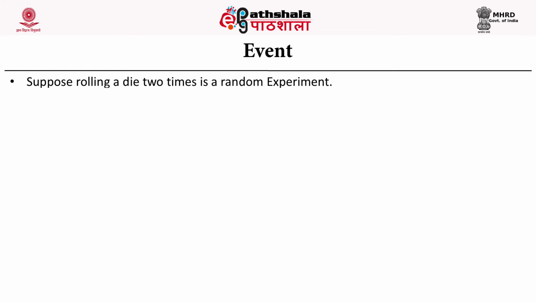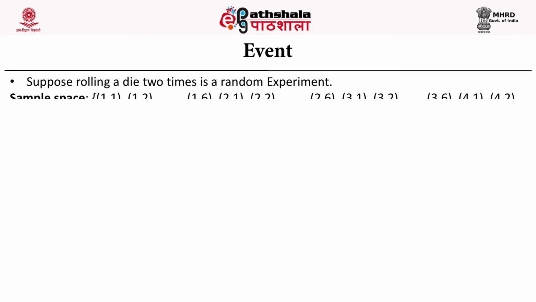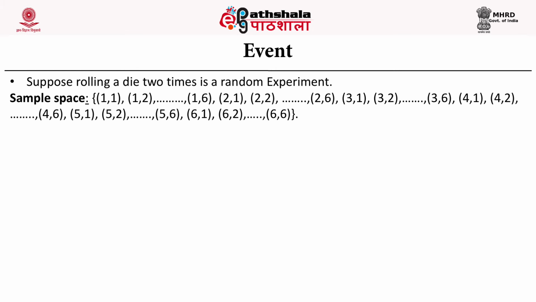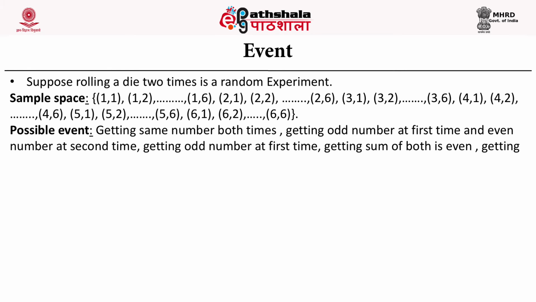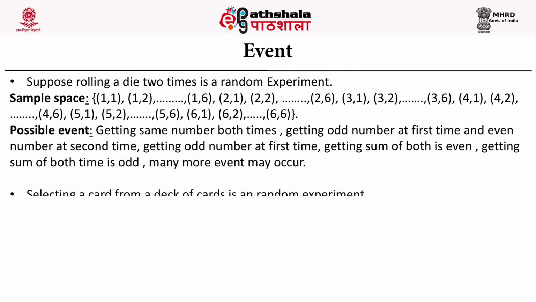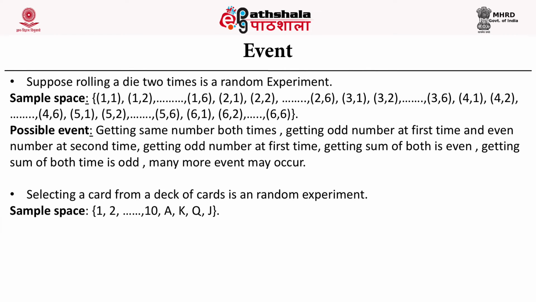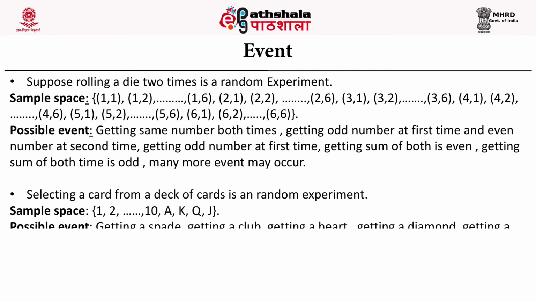Suppose rolling a dice 2 times is a random experiment, then the sample space is (1,1), (1,2) up to (1,6) and so on, because we are taking 2 dice and we have to consider all the possible combinations. So here the sample space consists of all the possible combinations, and the possible events are getting the same number both times, getting an odd number at first place and an even number at second place, getting an odd number the first time, getting the sum of both even, getting the sum of both odd. Many more events may occur.